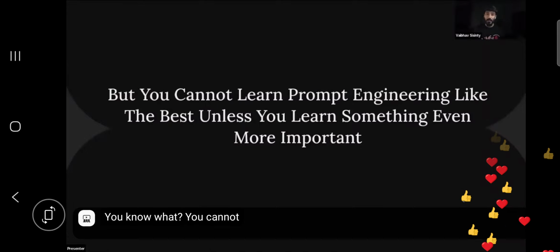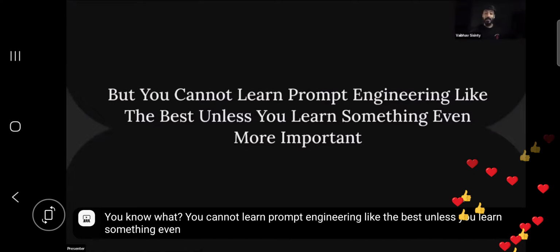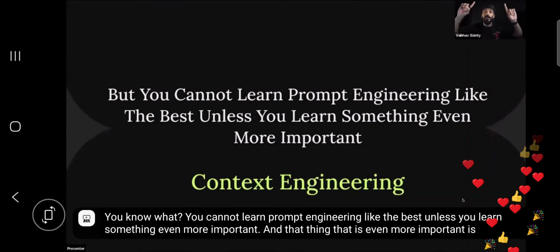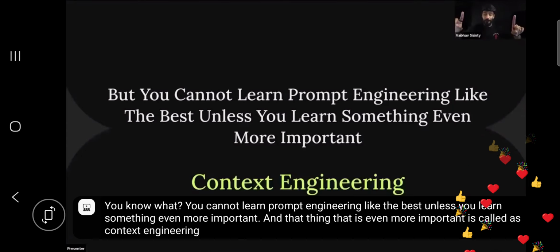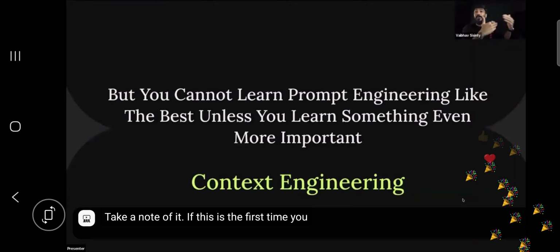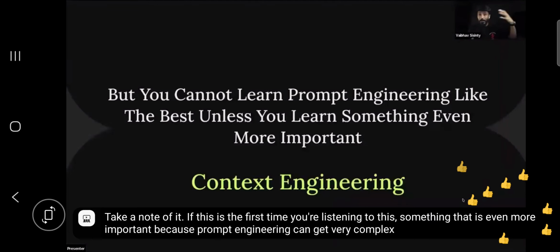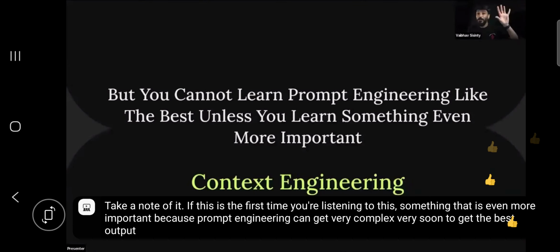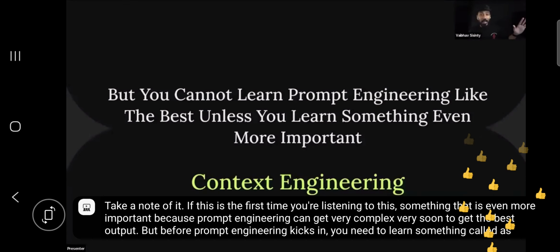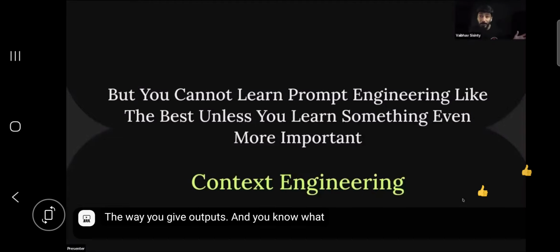You cannot learn prompt engineering like the best unless you learn something even more important. And that thing is called context engineering. Take a note of it if this is the first time you're listening to this. Prompt engineering can get very complex very soon to get the best output. But before prompt engineering kicks in, you need to learn context engineering, which will change the way you get outputs. And it's simpler than most people think.